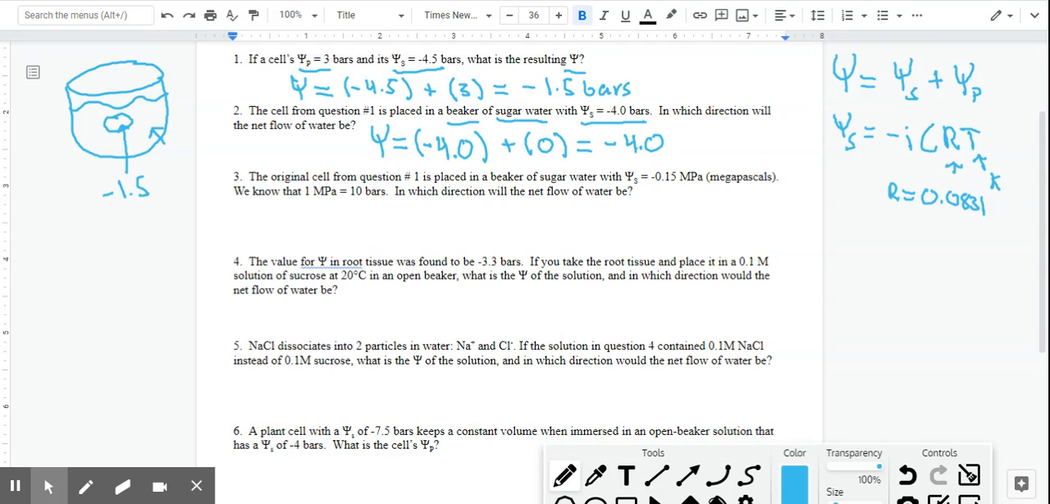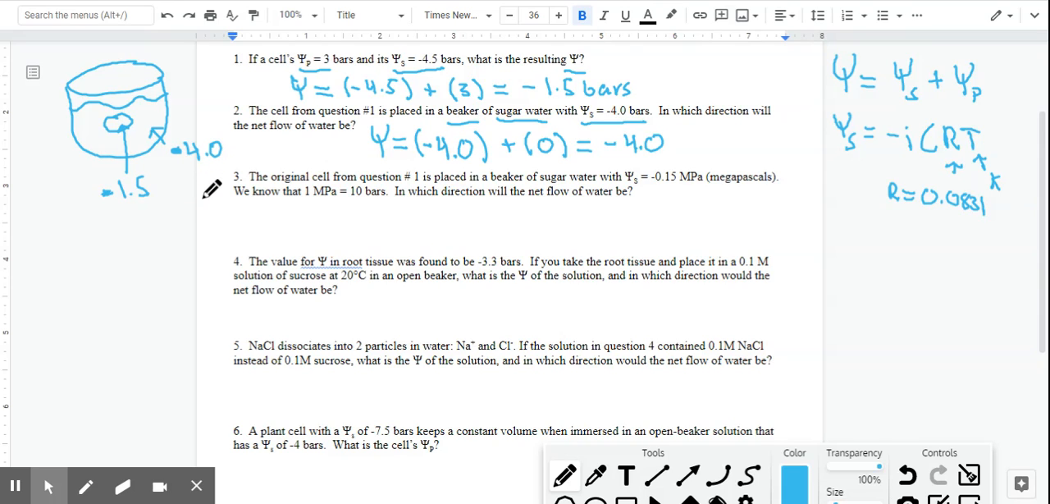Now, if we were to close this beaker and make a closed container, then the situation would change. That's going to be more so down below when we start to talk about real instances, like plant cells. They do not exist in an open environment. They're in closed containers, i.e. cells. Anyway, now we have our water potential outside as negative 4.0. So this negative 4.0 compared to the negative 1.5.